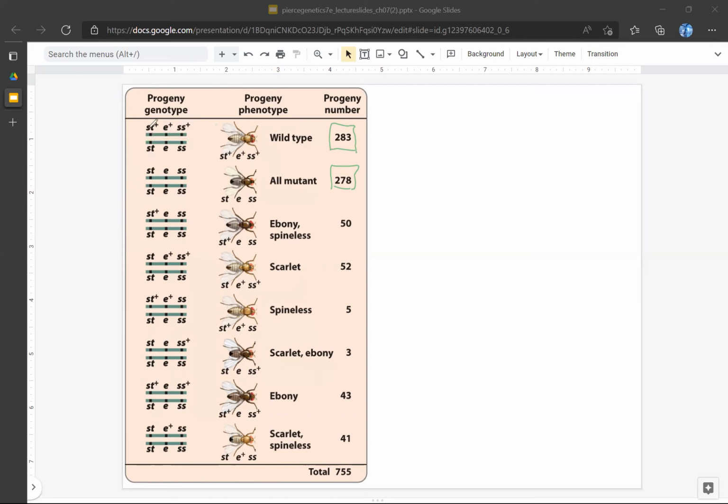So one of the parental genotypes was this ST plus, E plus, SS plus, and the other one was a simple STESS. So this was crossed with this. And what we really want to do is find the order of genes. We want to make a map. We want to know who is where and how far away they are from each other.